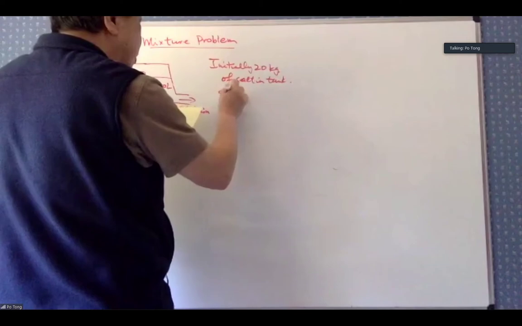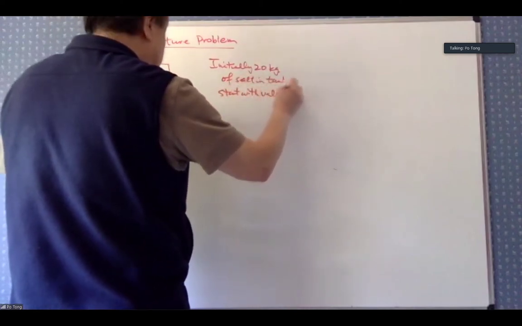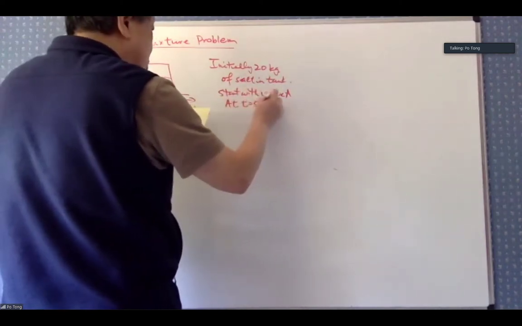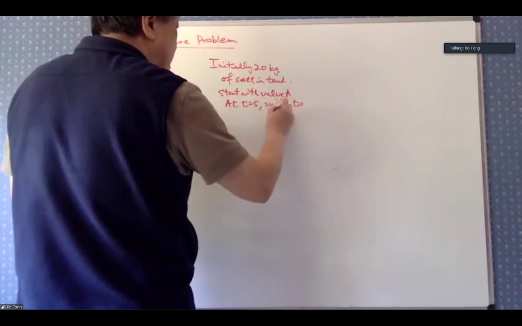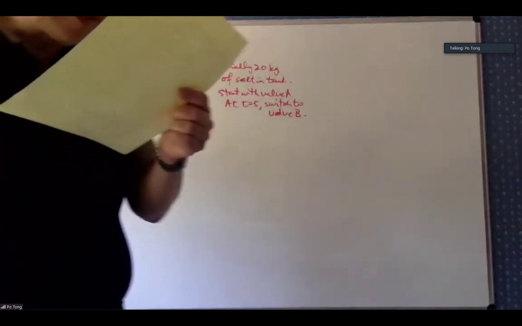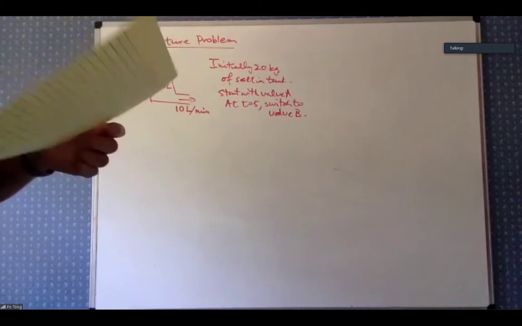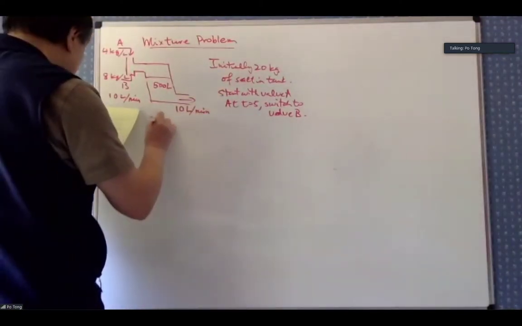So you start with valve A, at t equal to 5, switch to valve B. And then we set the thing up, and I think I was right here.